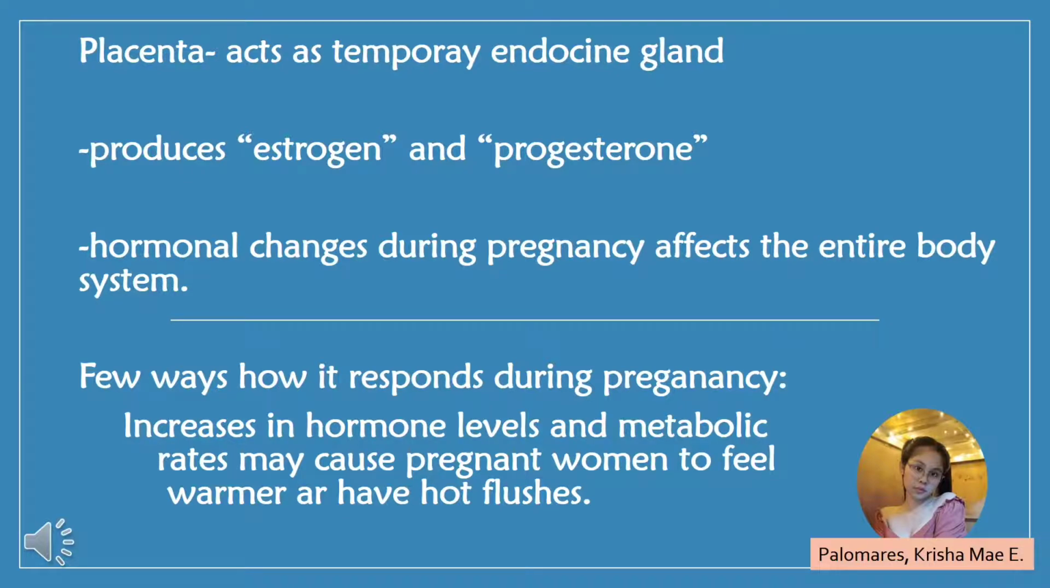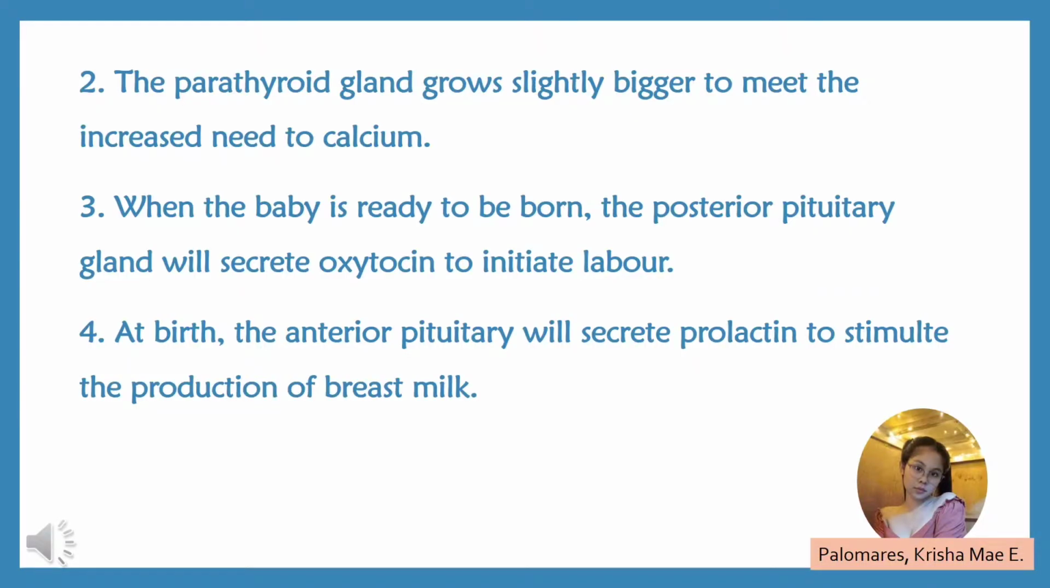Increase in hormone levels and metabolic rates may cause pregnant women to feel warmer or have hot flashes. Next, the parathyroid gland grows slightly bigger to meet the increased need for calcium. Third, when the baby is ready to be born, the posterior pituitary gland will secrete oxytocin to initiate labor. And lastly, at birth, the anterior pituitary will secrete prolactin to stimulate the production of milk.